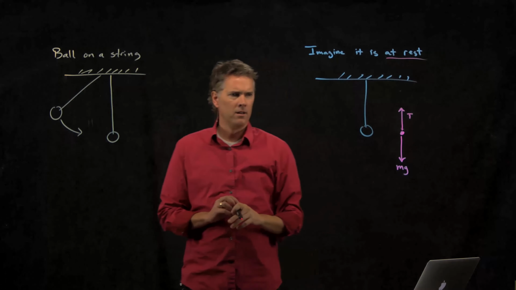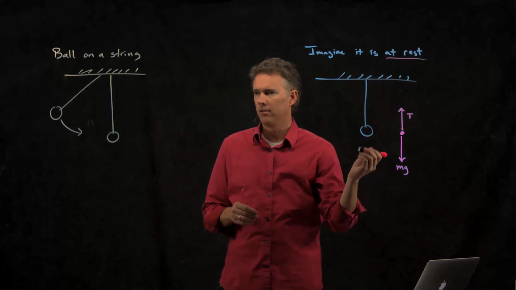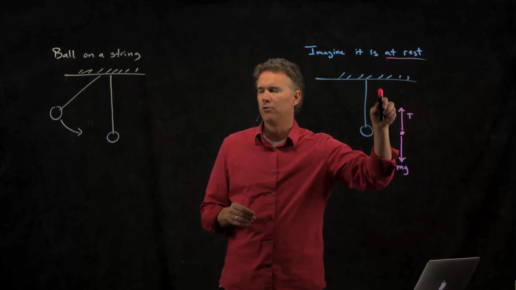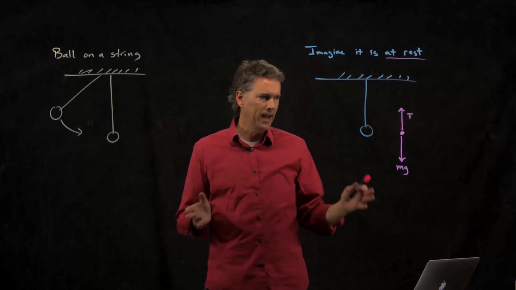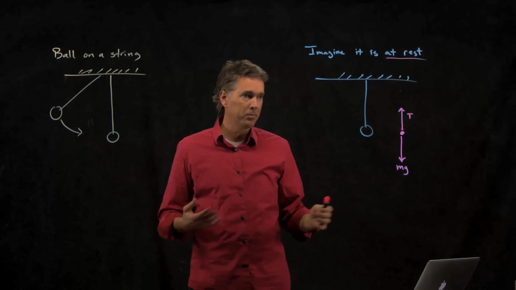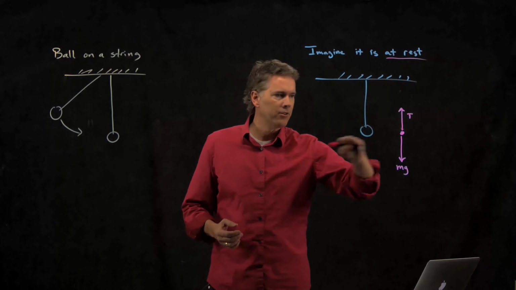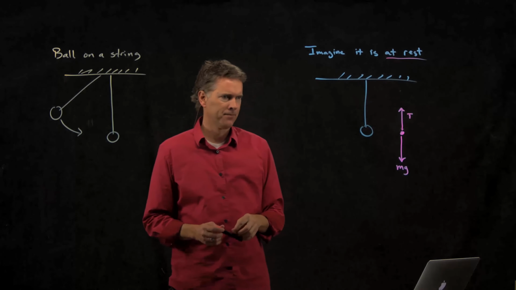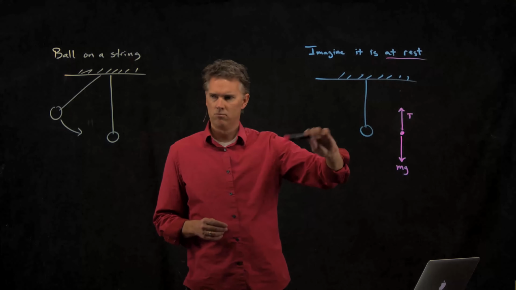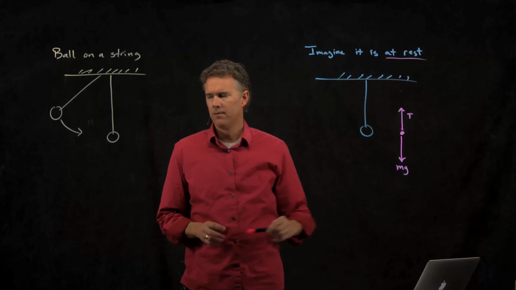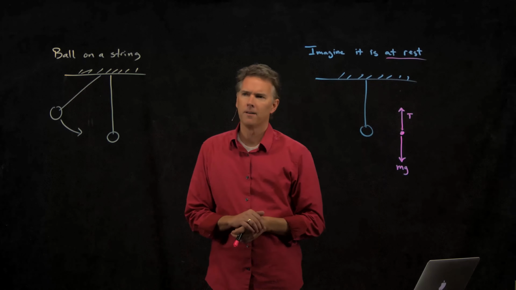If it's at rest, there's zero acceleration, and so the forces have to exactly balance, right? Up has to balance with down. We can't have any net force, because if we have a net force, we will have acceleration. So this is correct. Is there any other force here in this picture? No. That's it. So let's go back over here for a second.